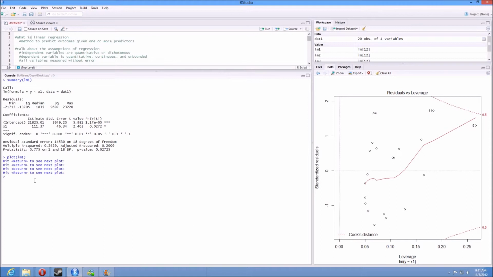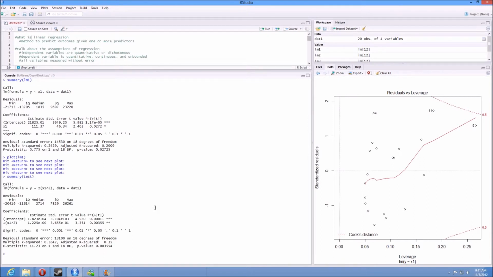But I did run a nonlinear regression, and I did find some pretty good results. So let's go ahead and take a look at that. Right here, we're seeing multiple R squared go from 0.2429 to 0.3842, and adjusted from 0.2009 to 0.35. So it's a pretty big improvement. And this was done by squaring our x1 value. So that's what we had for the basic values.